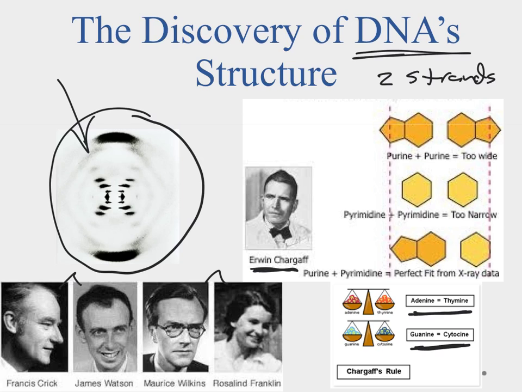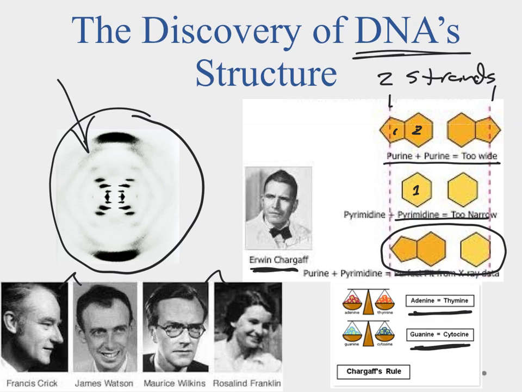Okay, and then what they also started to look at, from the X-rays, was how wide these 2 strands had to be. They came to the realization that if they took a purine, which is a double ring nucleotide, so you can see 1 ring and 2 ring over here, and a pyrimidine, which is a single ring, if they took 2 of these purines together, it was too wide. If they had two of these single rings, it was too narrow, and the only way it fit the data is if they had one of each.